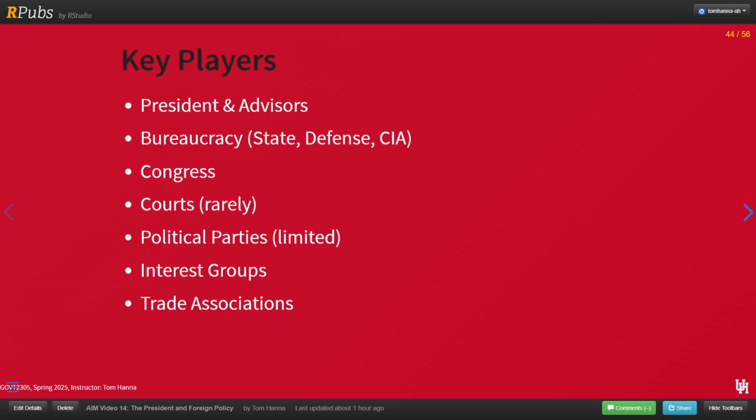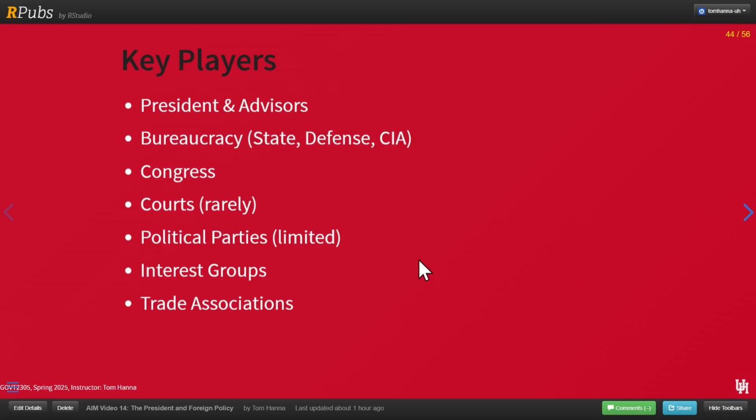Political parties, interest groups, and trade associations, their primary influence is just persuasive influence over the president. If any of these represent large numbers of people, their opinions matter to the president politically. But that is it. That is generally their role.